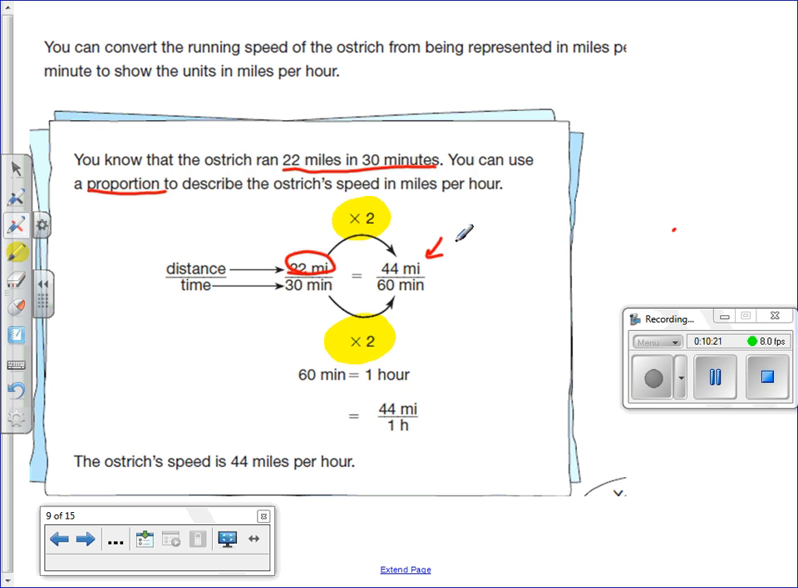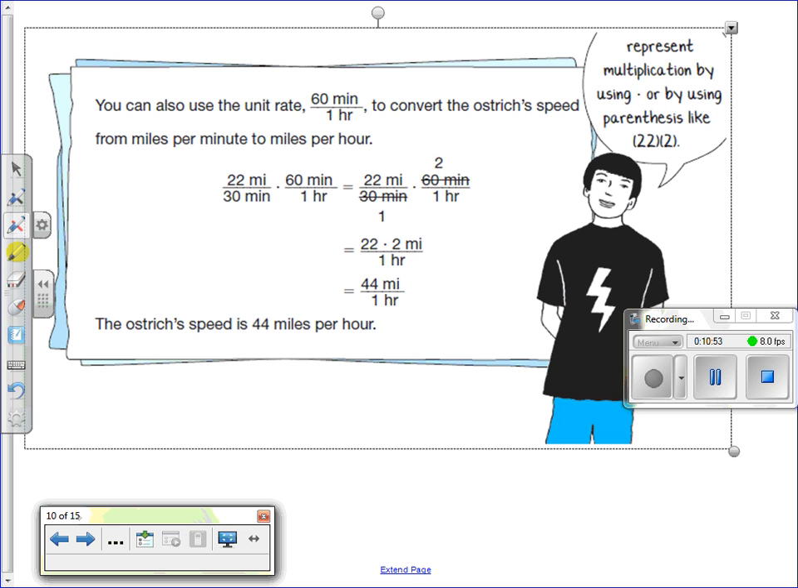So 22 times 2 gives me 44, and then that 30 minutes times 2 gives me my 60 minutes. So I can now say that the ostrich's speed is 44 miles per hour because I know 60 minutes is 1 hour. So that's the conversion there. So 60 minutes is 1 hour, and so I can scale it up to see its speed, or its miles per hour. You can also use the unit rate of 60 minutes over 1 hour to convert the ostrich's speed from miles per minute to miles per hour, which is basically what we just talked about.